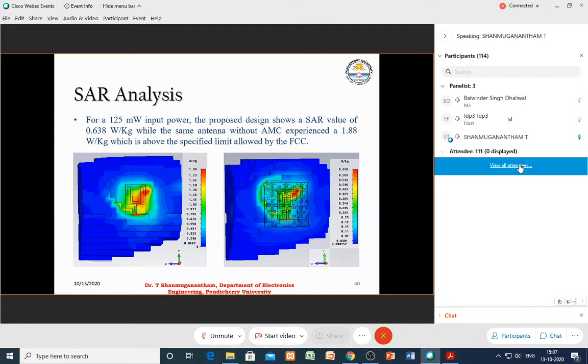Here 125 milliwatts of input power was given, and the SAR value obtained was 0.638 watts per kilogram with AMC. Without AMC it experiences 1.88 watts per kilogram, which is above the specified limit allowed by the FCC. So this is 1.88, and this is 0.638 for the AMC. Without AMC, it is getting a higher SAR value. So with the AMC, the SAR was reduced.